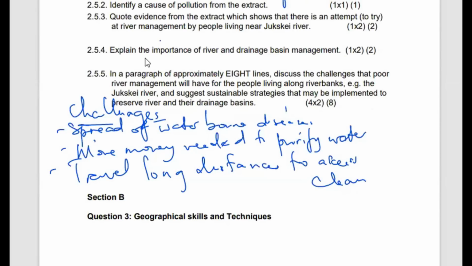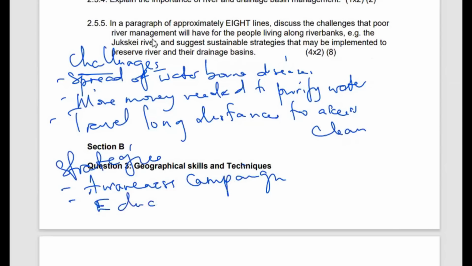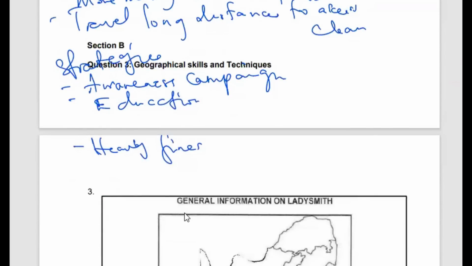And then what can we do? What are the strategies that can be implemented to try and solve these problems? Right, we can talk of awareness campaigns. People must be made aware through awareness campaigns so that they don't pollute the water resources. We can use awareness campaigns, or we can use education, educating the people on the need to safeguard their water resources, or we can also use heavy fines for polluters. Like, for example, those trucks which are seen dumping waste in the river, heavy fines must be imposed on them.